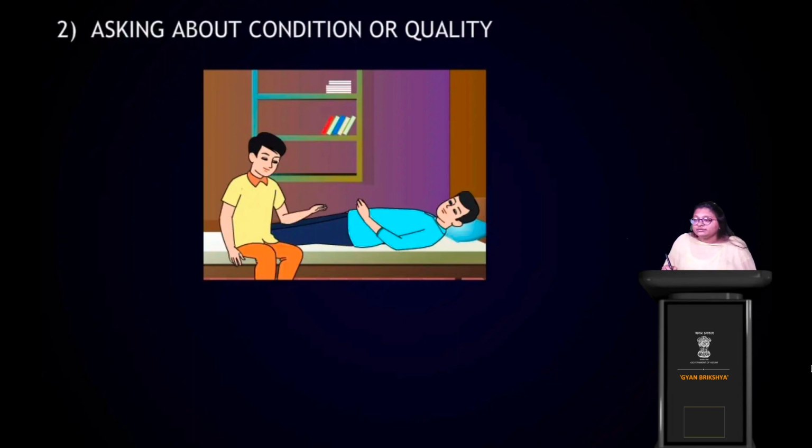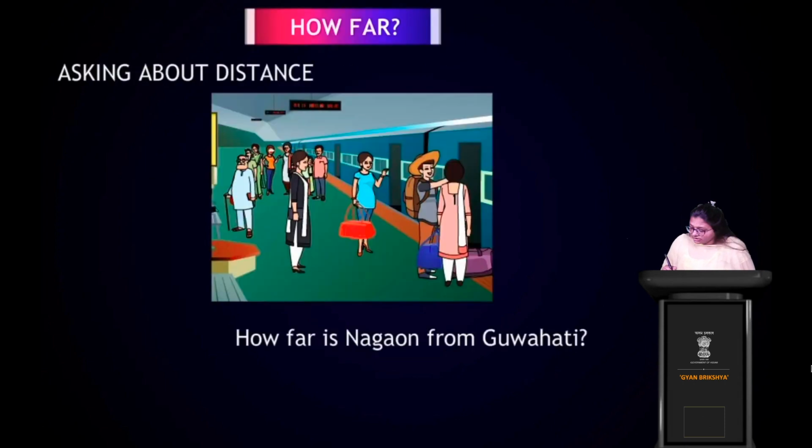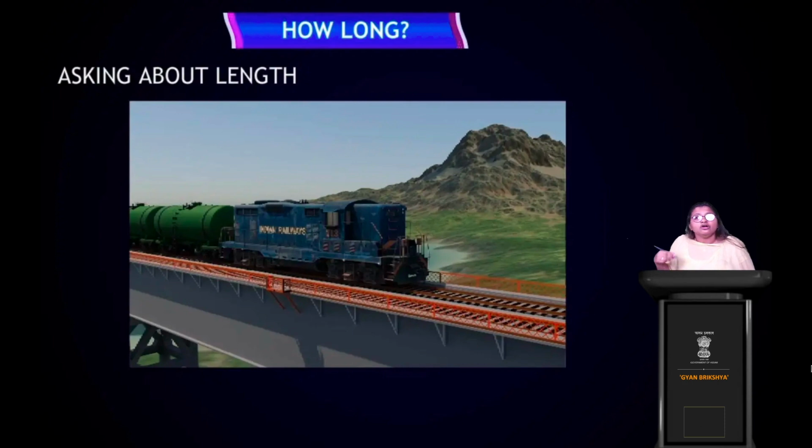Right? Now, we also sometimes use how far. How far is used to ask about distance. Koto dur, shomoy kotoduk lagbe. So then we use how far. Like, how far is Nagaon from Guwahati? Guwahati থেকে নগাঁও বা নগাঁও থেকে গুয়াহাটি যেতে কতক্ষণ লাগবে? So, how far is Nagaon from Guwahati? Okay, how long? How far to know about distance, how long to know about the length. For how long does he intend to stay? So how long? কত দিন ধরে থাকবে? It can be 1 month, it can be 2 months, it can be 15 days, right? So, for how long does he intend to stay? Or how long is the train? Right? So how long is used to know about length, right?